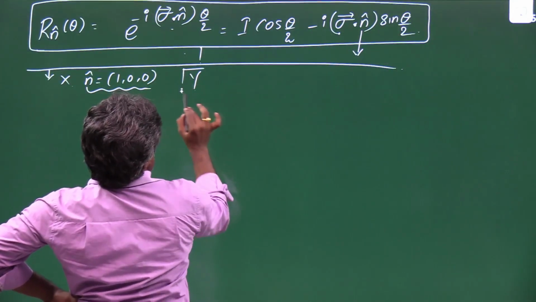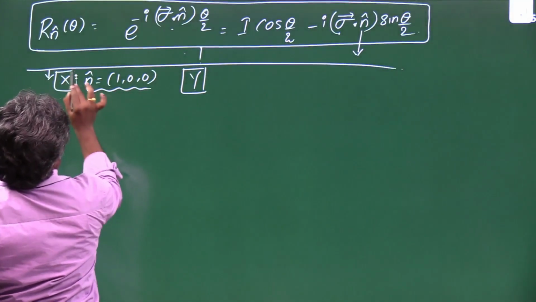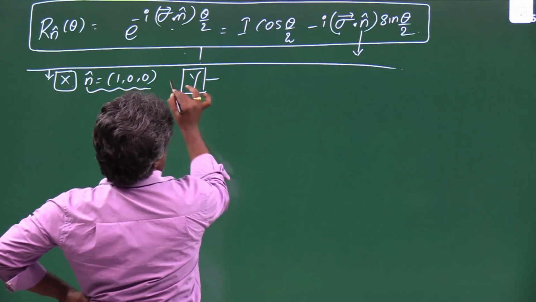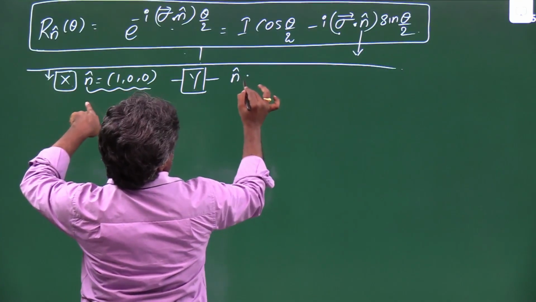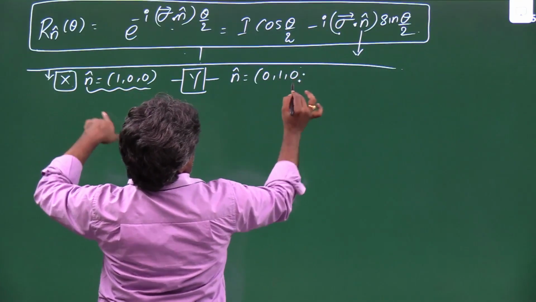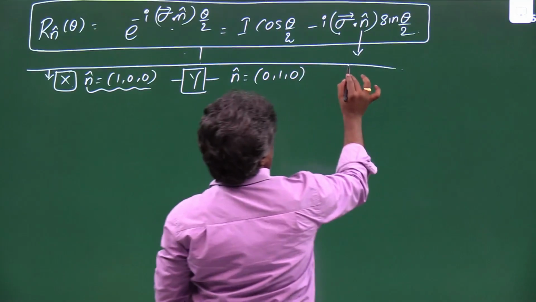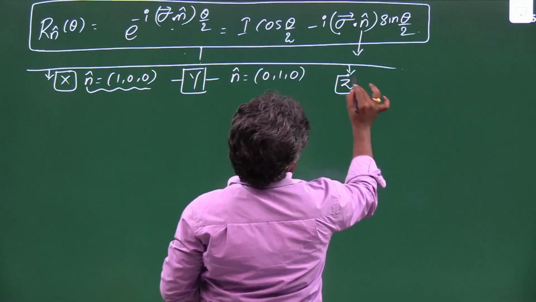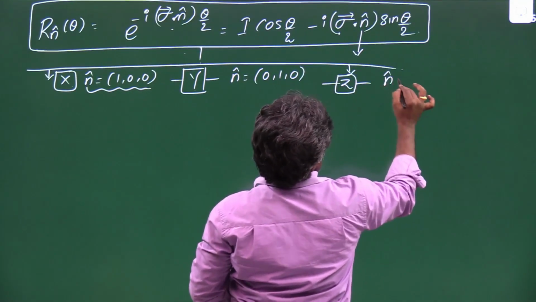Those are the coordinates. If I want to get y gate, my n cap equals 0, 1, 0. If Z, then 0, 0, 1. That's it.